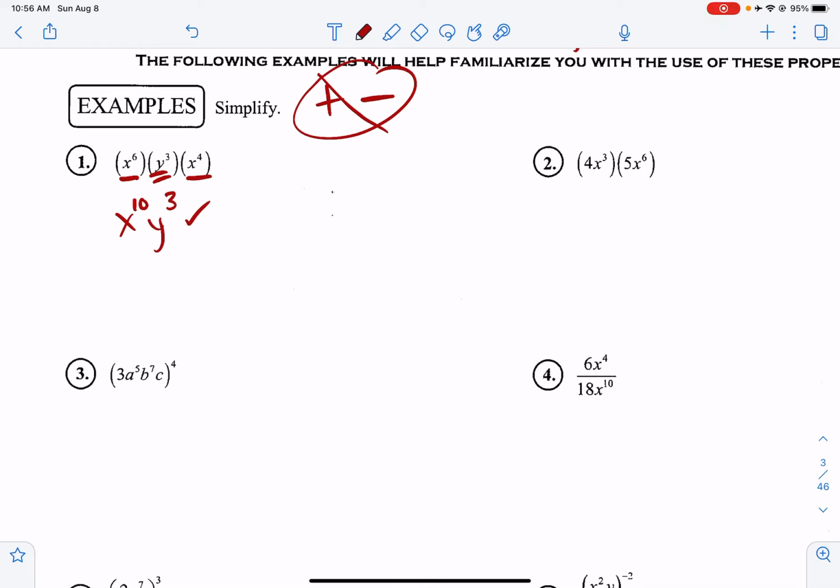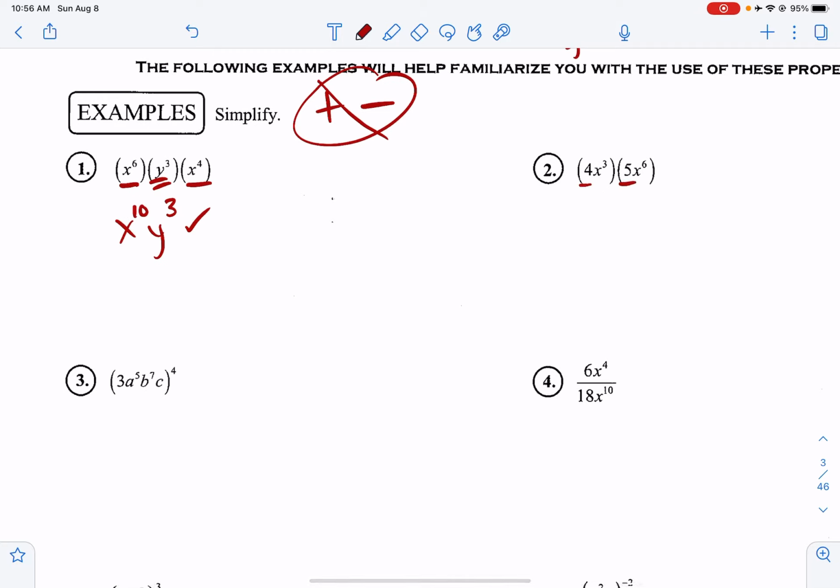Number 2, 4x cubed and 5x to the 6th. Again, no adding, no subtracting, so we can use these properties to clean things up a little bit. First thing I'm going to do, I've got a 4 and a 5 that are being multiplied. Well, I know what that is. 4 times 5, that's just 20.